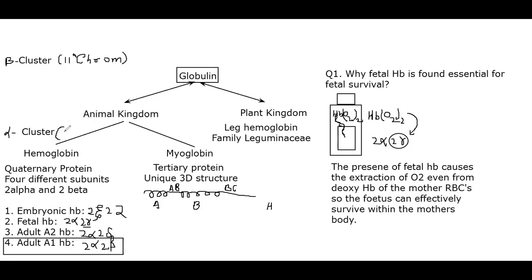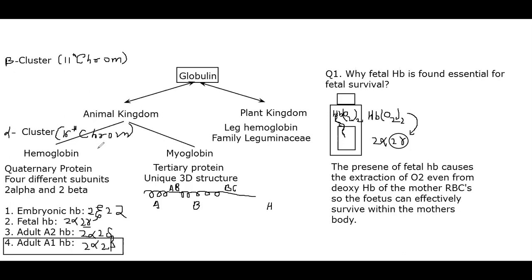The alpha cluster is present on the chromosome that is referred to as the 16th chromosome. Okay, 16th chromosome. We would be looking at all these structures in Pathfinder in great detail in the part second book.